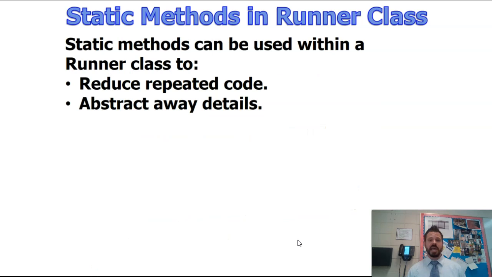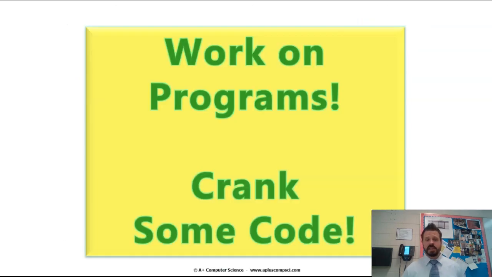So to sum that up, static methods can be used within a runner class to mainly reduce repeated code, but also abstract away details, taking our larger chunk of code within the main method and breaking it down into smaller chunks, to break that code up and make it more organized. All right, so that's it for our deep dive into the methods part of objects and classes. Now let's put this stuff to practice, start working on programs, crank out some code, and like usual, if you're getting stuck somewhere, let us know. We'll help you out.